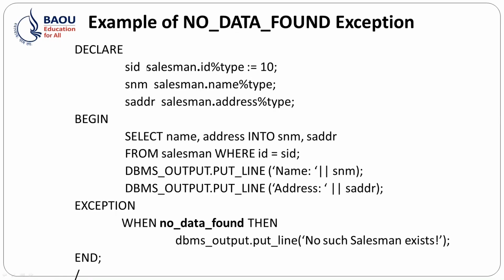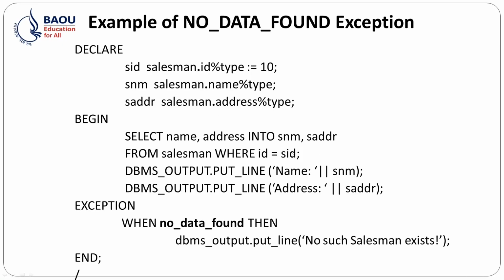Now SID is assigned the value 10. Here, begin: select name, address into SName, SAddress from salesman where ID is equal to SID, meaning SID is equal to 10. In the salesman table, ID is matched with the value 10, and it fetches the name and address and stores them in these variables, and it will print.